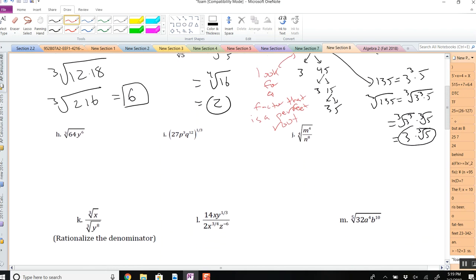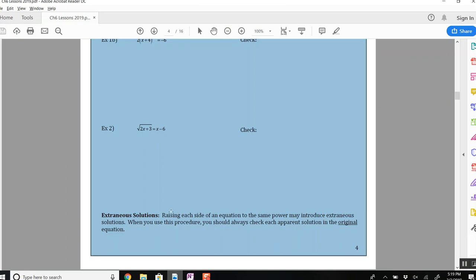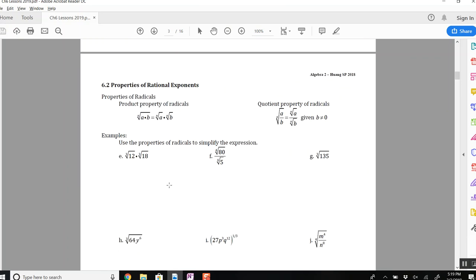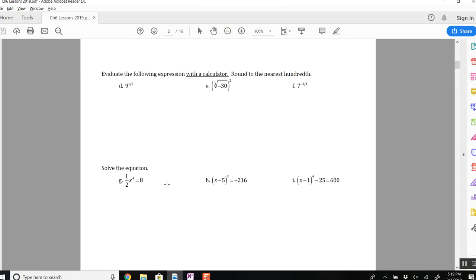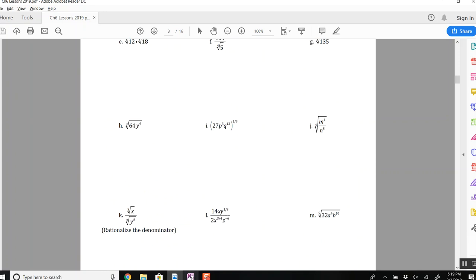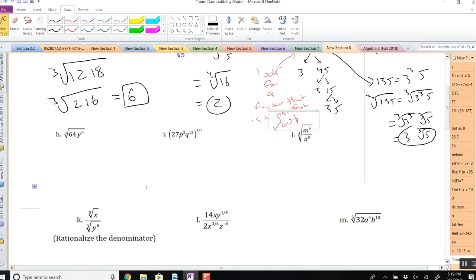And I'm not sure what happened to a, b, and c. I guess those got skipped. So, okay, just want to make sure I didn't leave anything out. So 64, you know, that's 4 and 16. It's 4 and 4. So obviously we know it's 4. So that's going to be 4y squared.